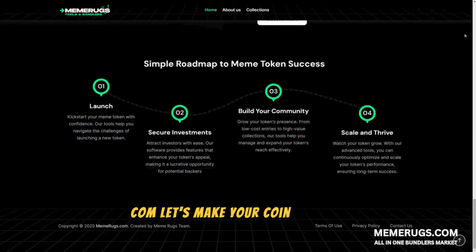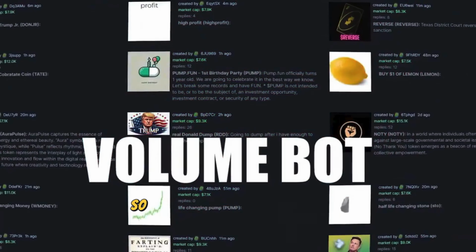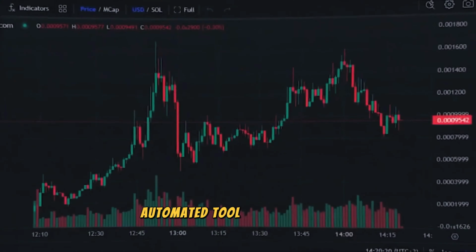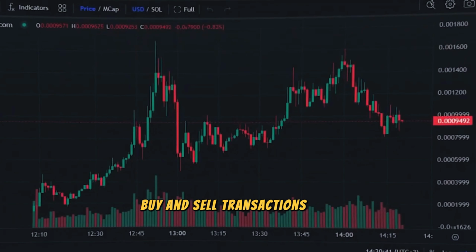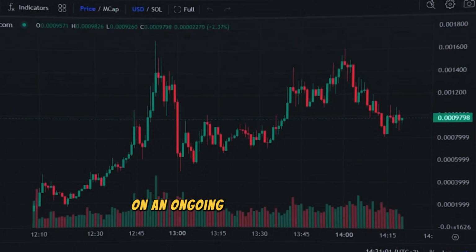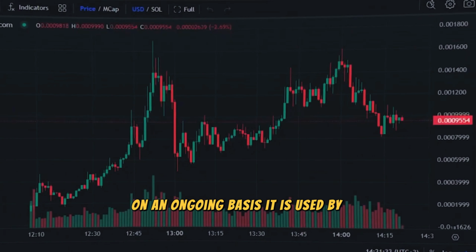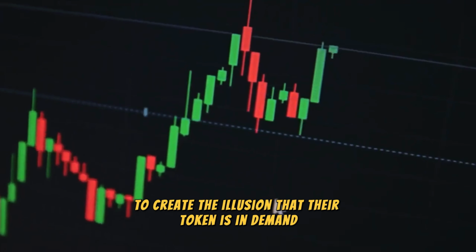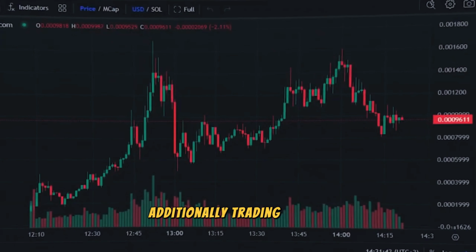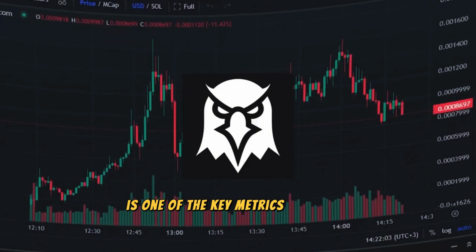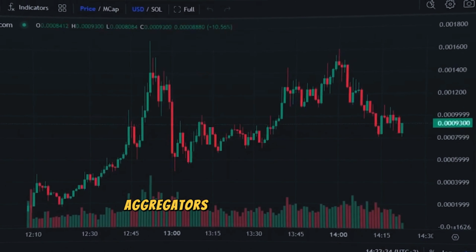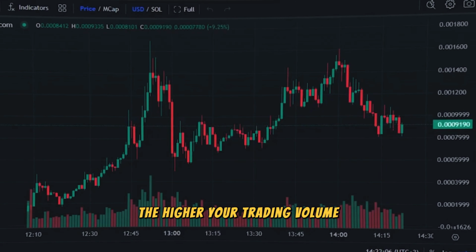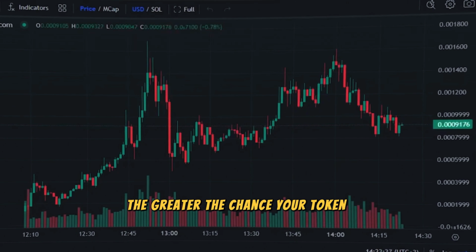Let's make your coin go viral. So, what is a volume bot? A volume bot is an automated tool that performs buy and sell transactions for tokens on an ongoing basis. It is used by token creators to create the illusion that their token is in demand. Additionally, trading volume is one of the key metrics that well-known token aggregators such as DexScreener pay attention to. The higher your trading volume, the greater the chance your token will be promoted.